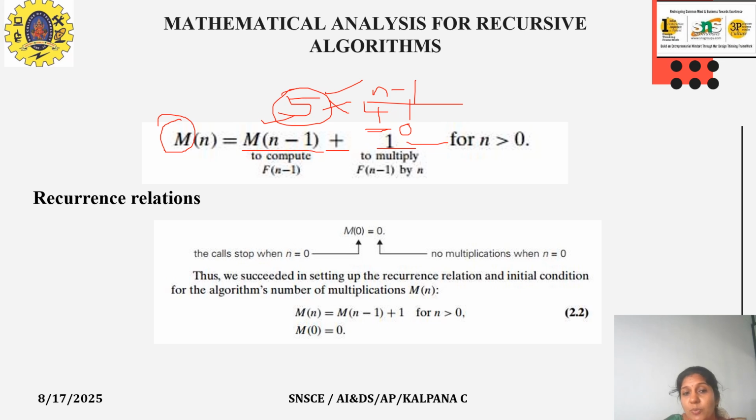So we need to set up the recurrence relation for this. And when n is equal to 0, M of 0 is equal to 0. No multiplication is going to happen. We are going to end the algorithm.